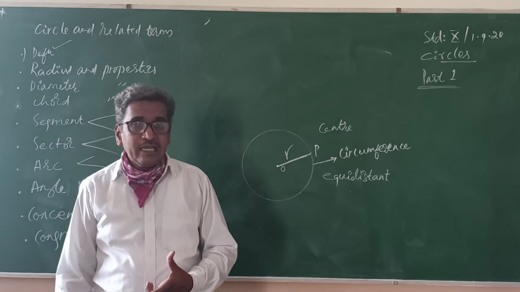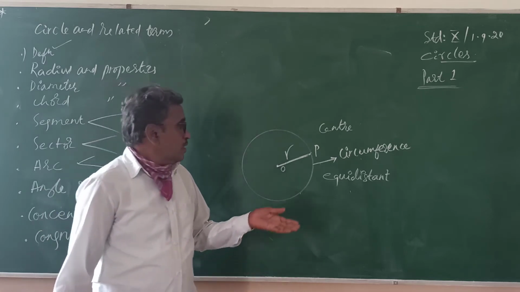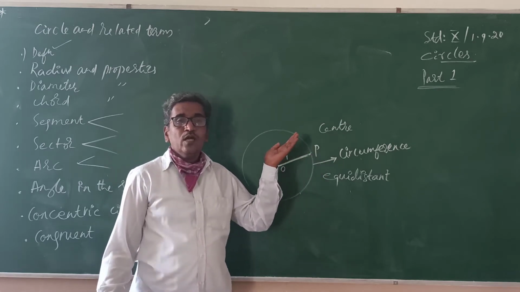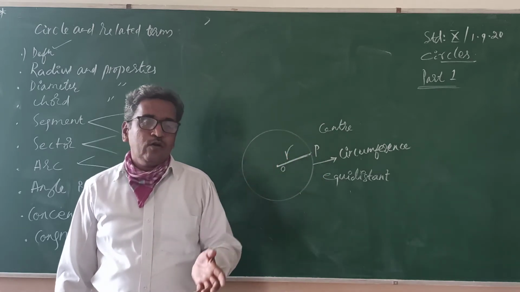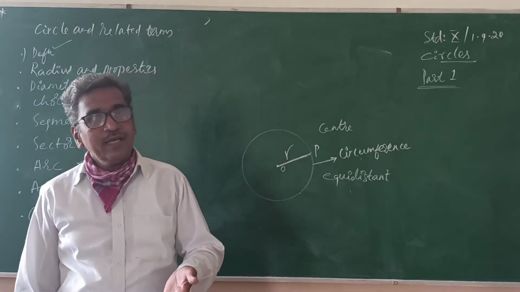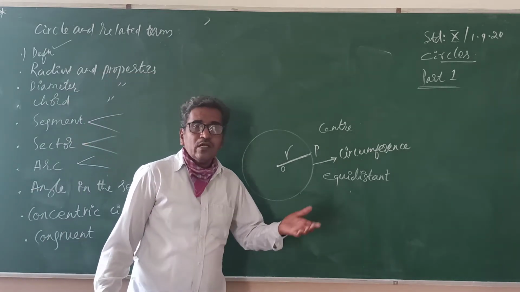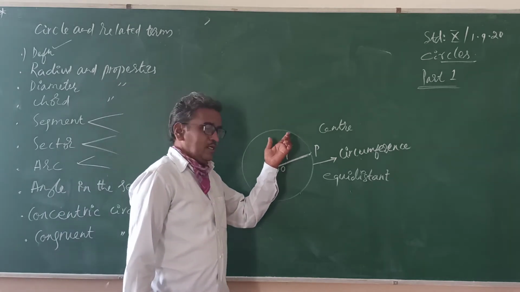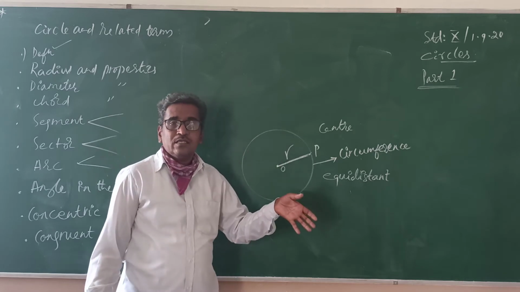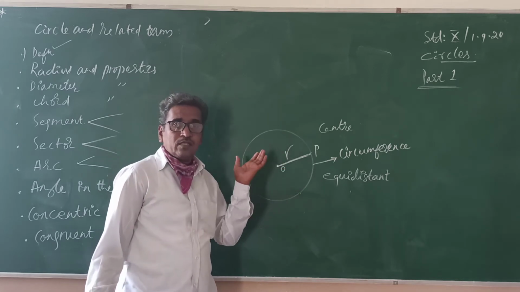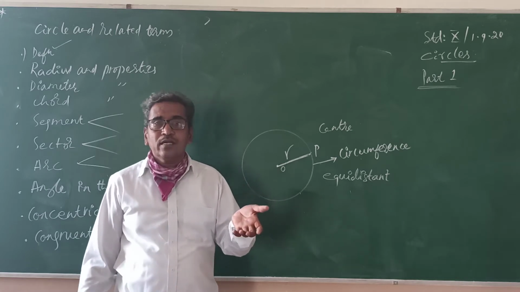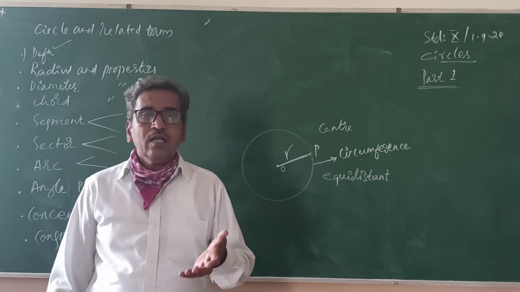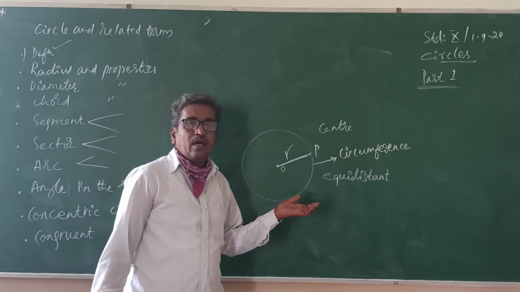So how many radii can be drawn? Infinite number, since there are infinite points. So infinite radii can be drawn. Are they all equal? Yes, because the set of infinite points are equidistant. All points which form the circle are equidistant from the center. So whatever the number of radii drawn in a circle, all are equal. All radii of a given circle are equal.